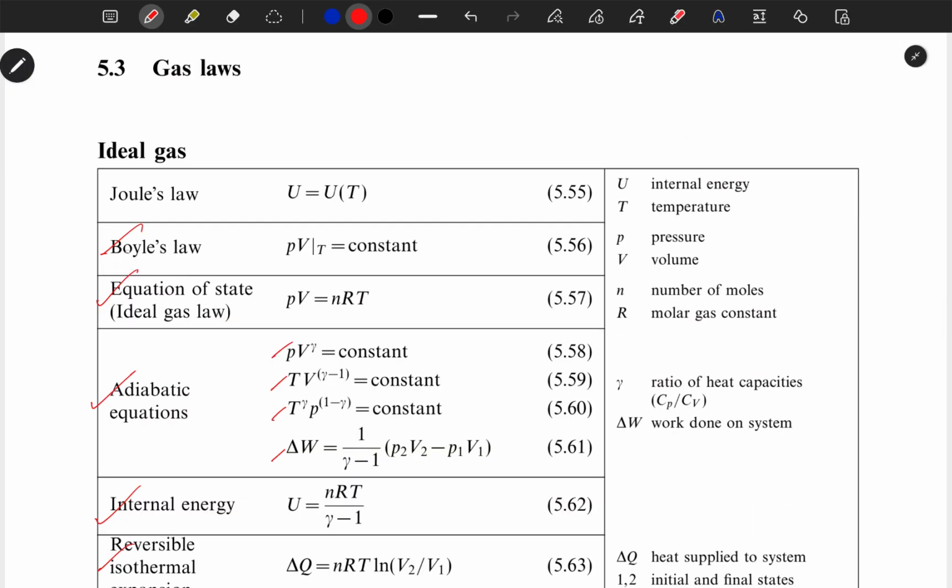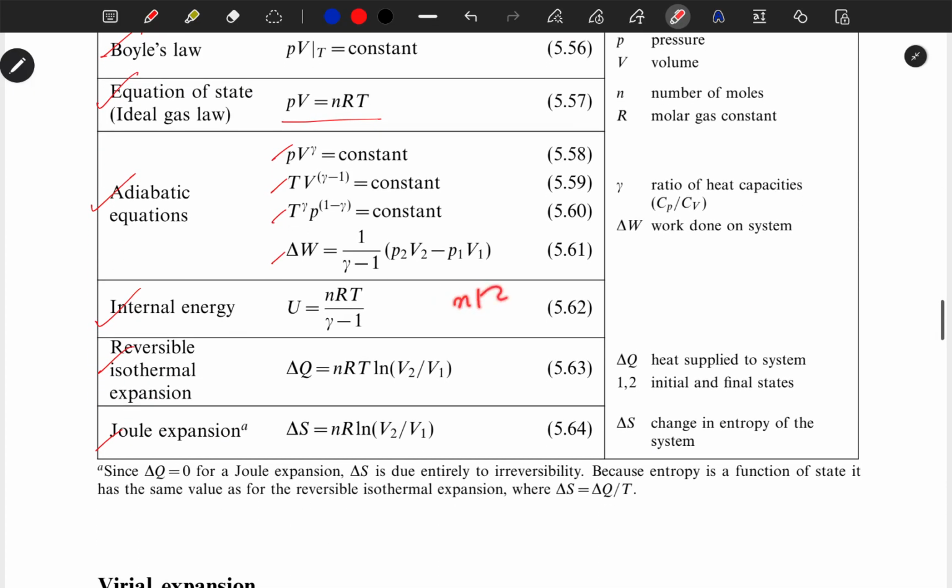Gas law: Boyle's law, PV equal to constant. Equation of state, PV equal to nRT. Adiabatic expansion: PV to the power gamma equal to constant. For adiabatic, for temperature and volume, TV to the power gamma minus 1 equal to constant. T to the power gamma, P to the power 1 minus gamma equal to constant. Delta W equal to P1 V1 minus P2 V2 divided by gamma minus 1. Internal energy equal to nRT by gamma minus 1.